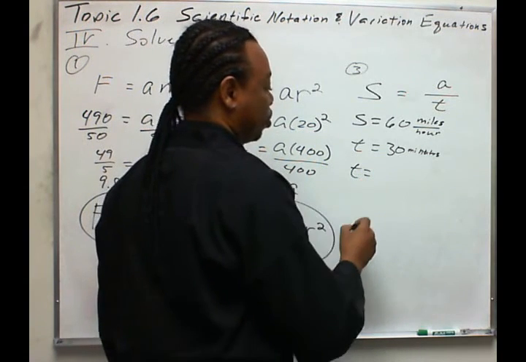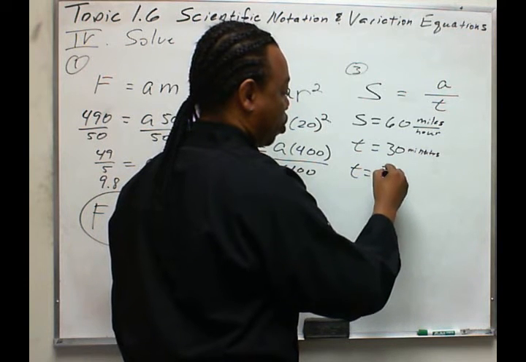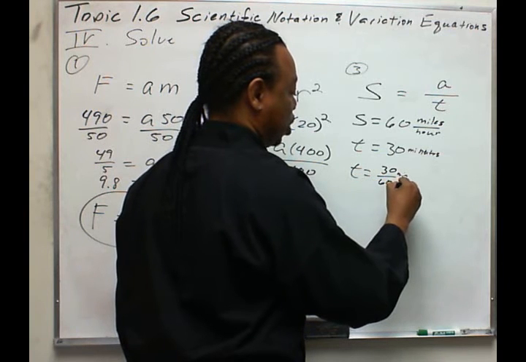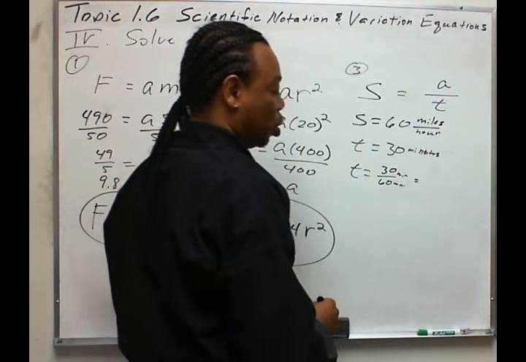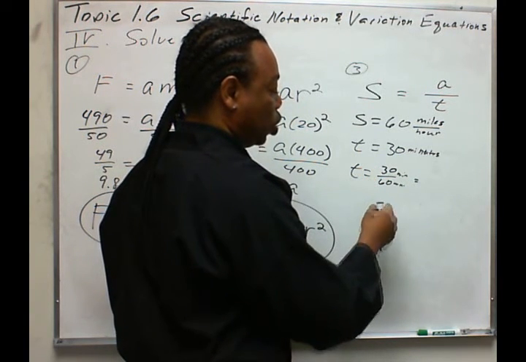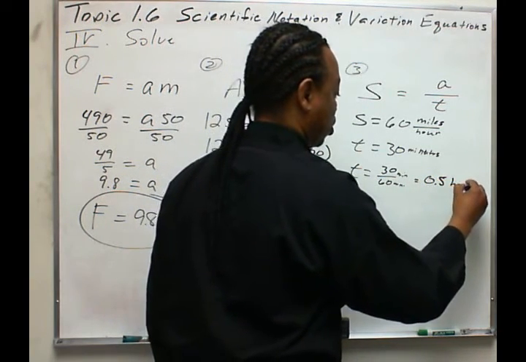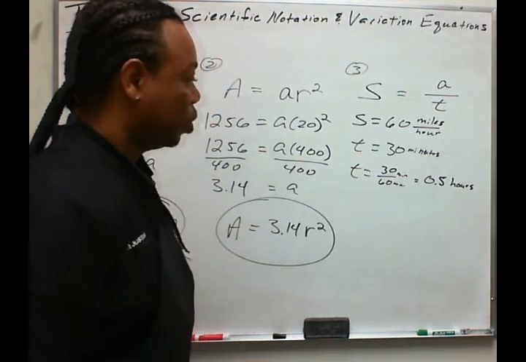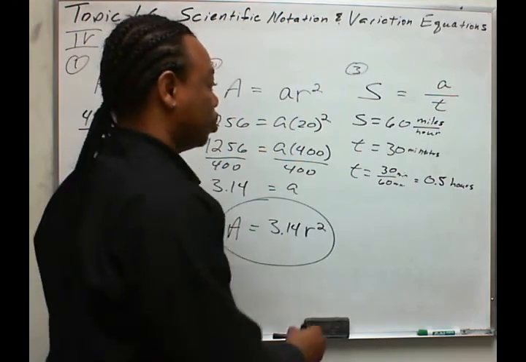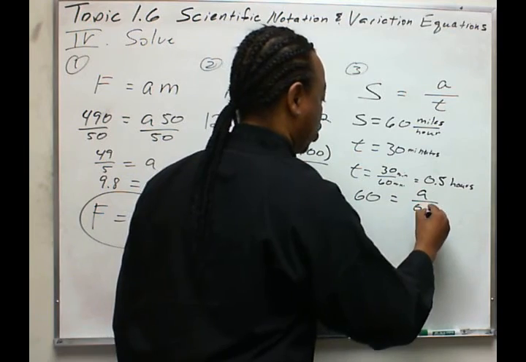So time, if I want hours, will be 30 minutes out of 60 minutes. This is a full hour, 60 minutes. 30 minutes is only a portion of it. So what I end up with is 0.5 hours. So now I'm going to use 60 miles per hour and 0.5 hours. So 60 for the S and 0.5 here.